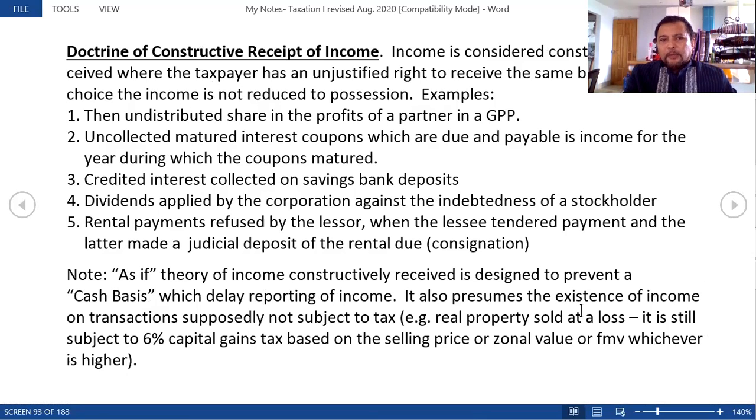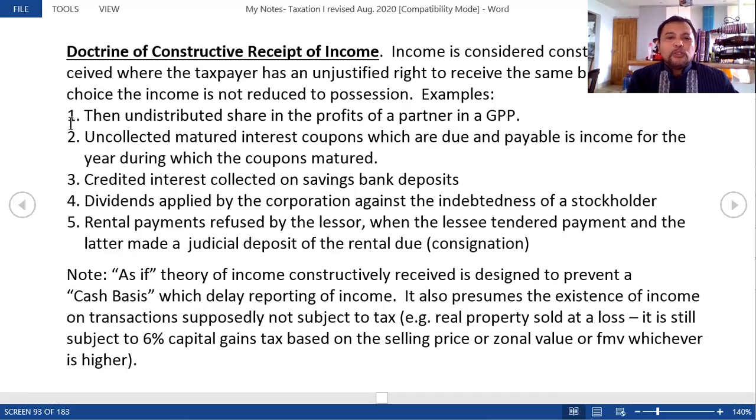So under the doctrine of constructive receipt of income, income is considered constructively received where the taxpayer has an unjustified right to receive the same, but by his own choice, the income is not reduced to his possession. So according to this definition, the taxpayer has already a right to receive, but for unjustified reason, he chooses not to receive the payment or the item in his possession.